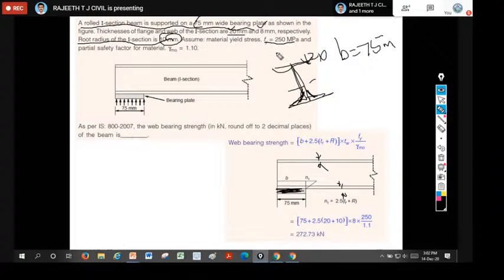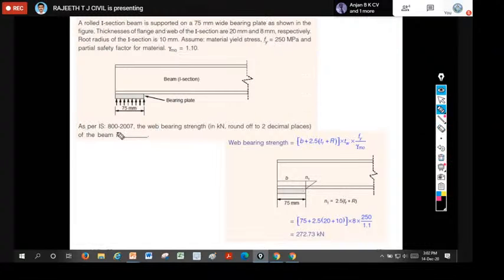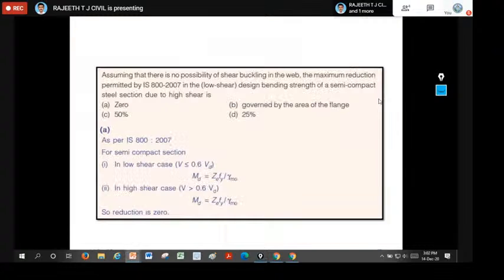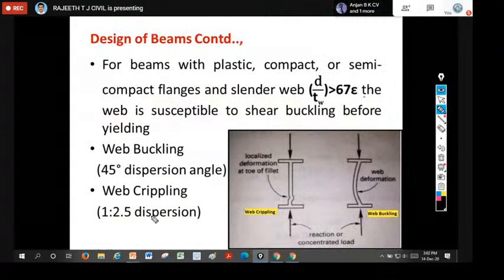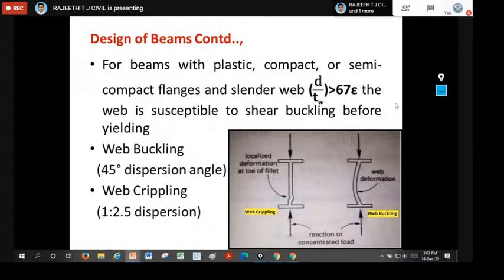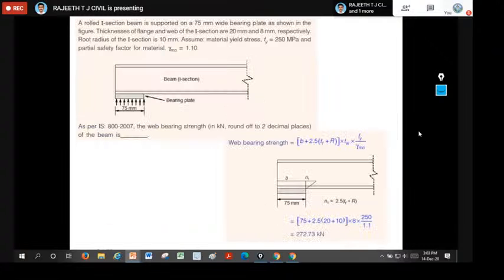The material yield stress is 250 MPa. The partial factor for yielding is 1.10. Now what we need to calculate here, as per IS 800-2007, is the web bearing strength of the beam in kilonewton, rounded to 2 decimal places. For that we have the formula in the code book. As I told in the last slide, for web bearing or web crippling you should go for a 1:2.5 dispersion.